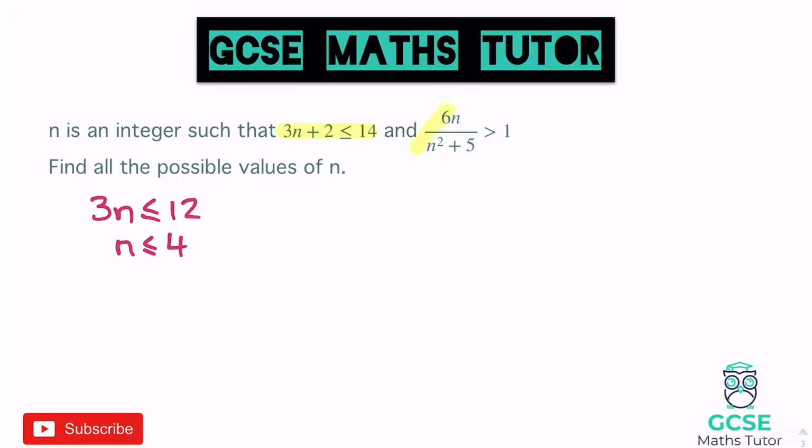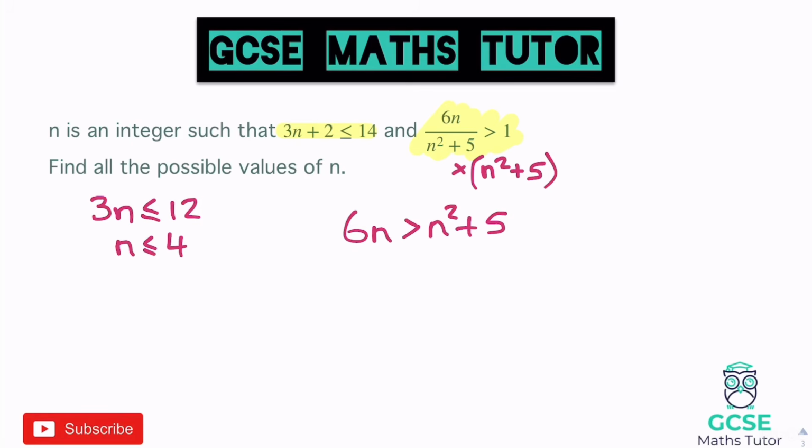Now what we need to do is have a look at that second one. The second one's a little bit more complicated, but it's nothing too bad. All we have to do is multiply that n squared plus 5 over to the other side, to eliminate our fraction so we can go about solving it. So we're going to times by, I'm going to put it in a bracket, n squared plus 5. Because it's 1 on the other side, I don't need to worry about it being in a bracket. If it was a different number there, then we would have to expand that out. But as it's a 1, we just end up with 6n has to be greater than n squared plus 5.